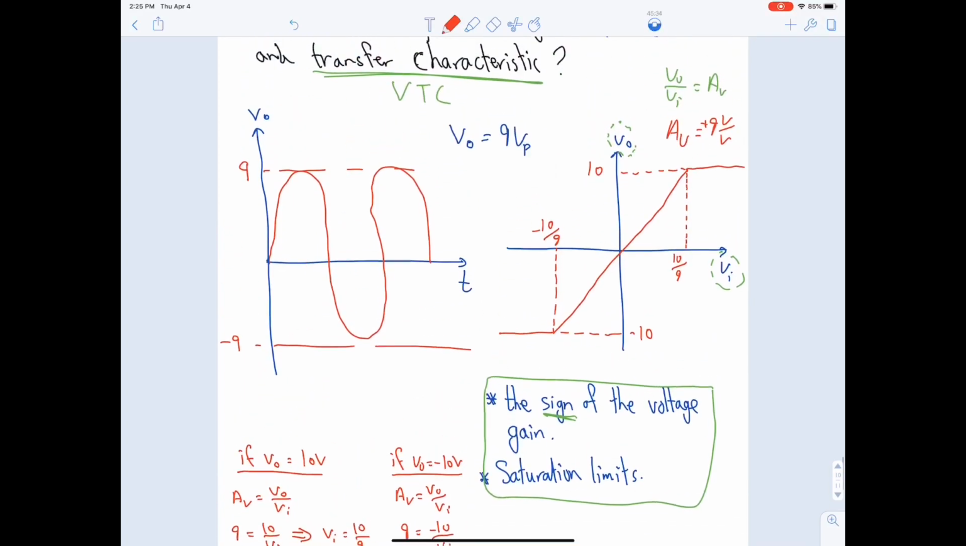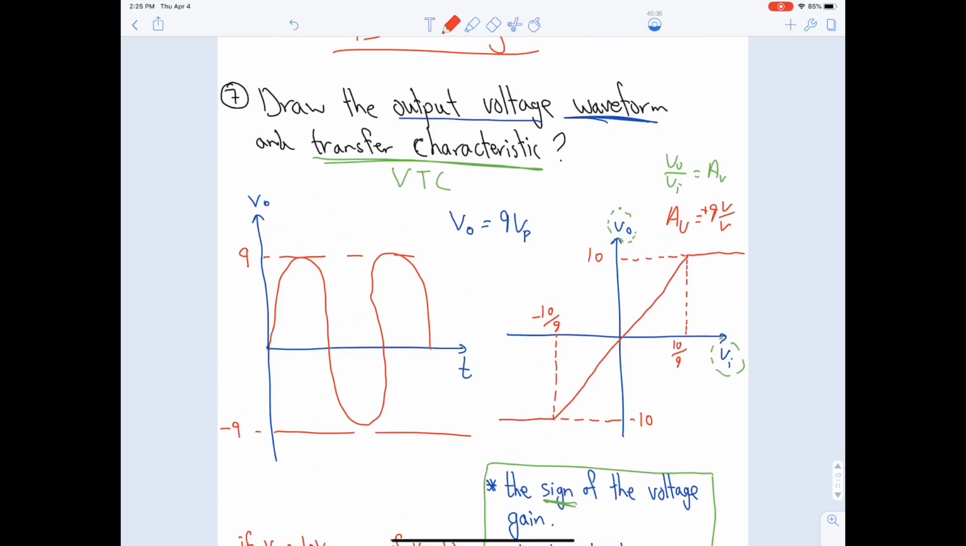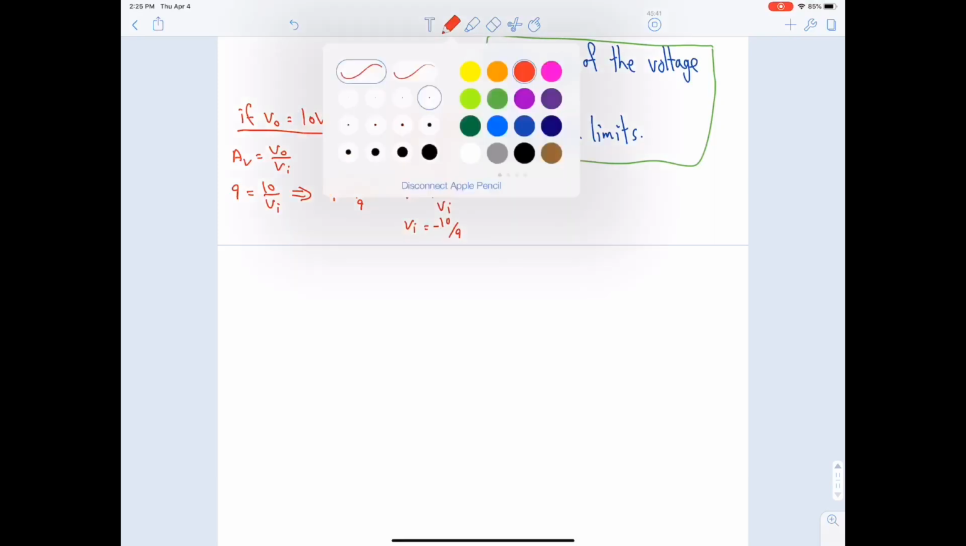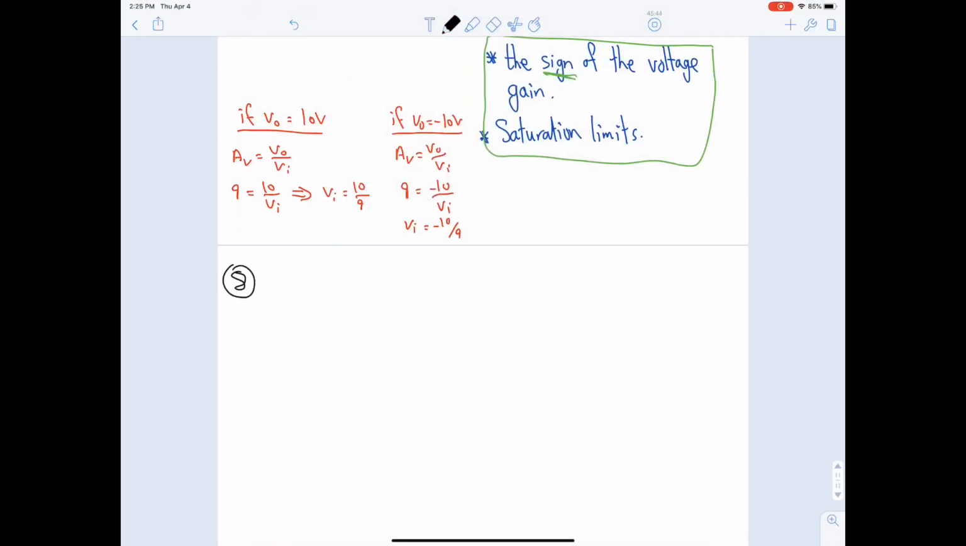So we're done with the waveform and VTC. I hope it's clear. I hope you understood this. It's simple. It says if AV is equal to minus 9 V over V, sketch the VTC. We said VTC is what? Transfer characteristic, right?